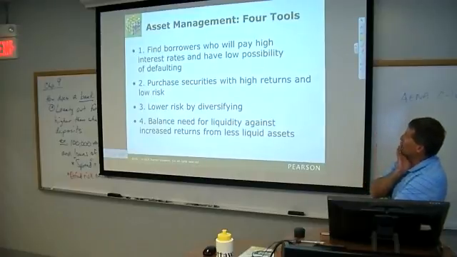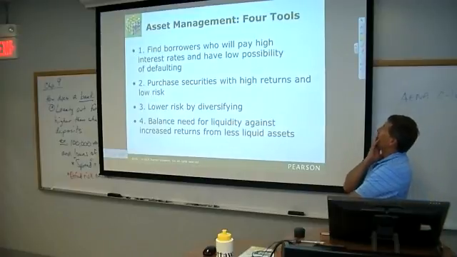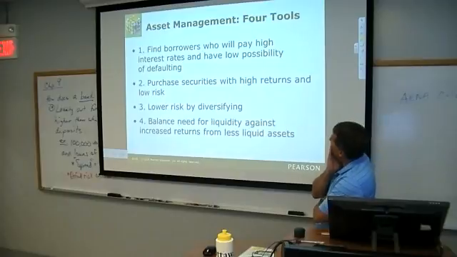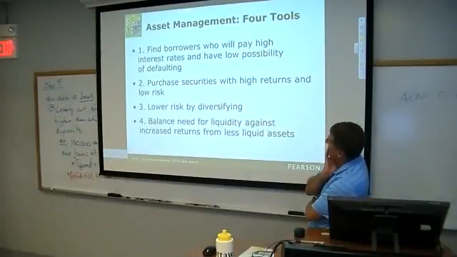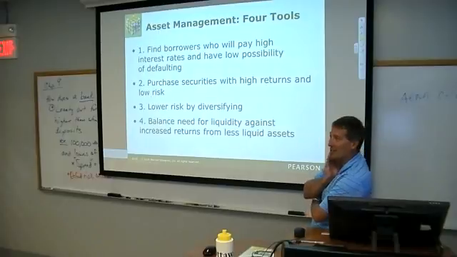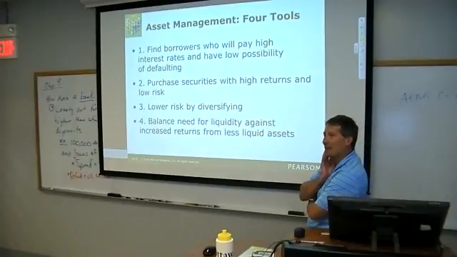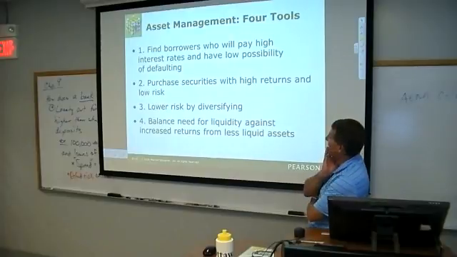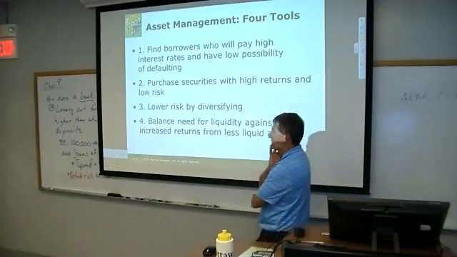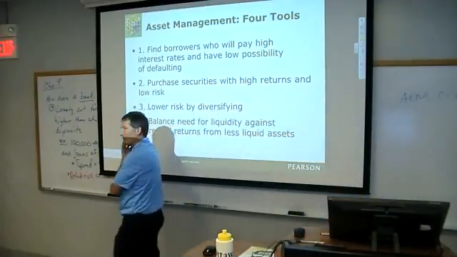So, 4 tools. Find borrowers who will pay high interest rates and have low possibility of defaulting. Well, that sounds like a great idea. Purchase securities with high returns and low risk. Wow, this is easy. Why do people think banking is so hard? Lower risk by diversifying. And we didn't really talk about diversification so far. What's diversification?